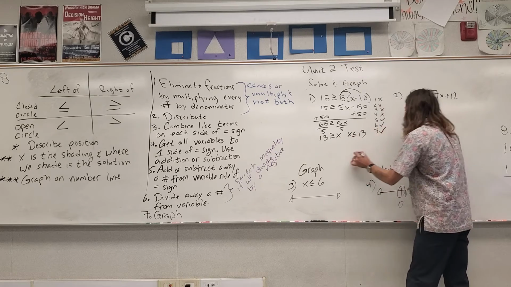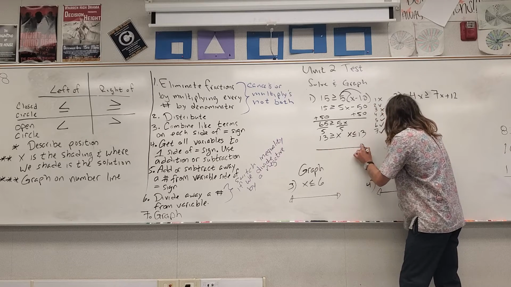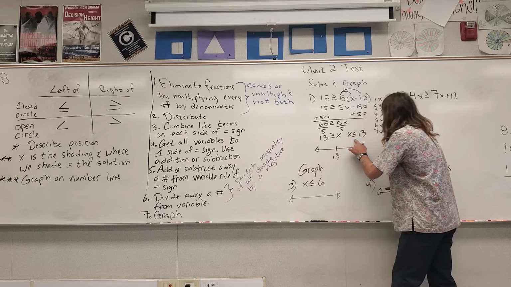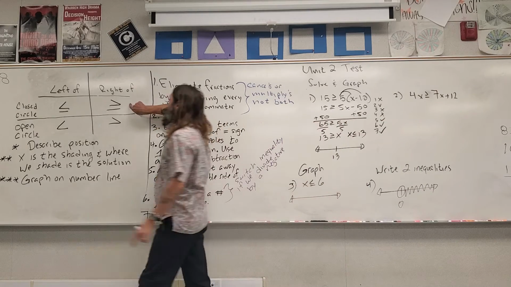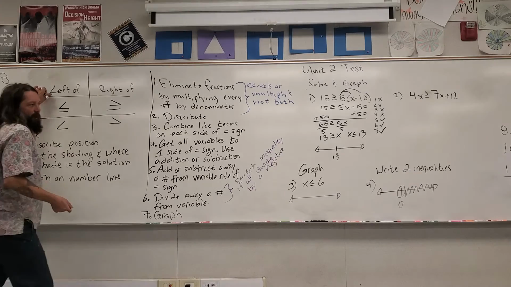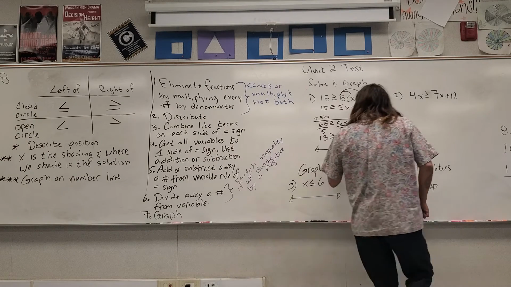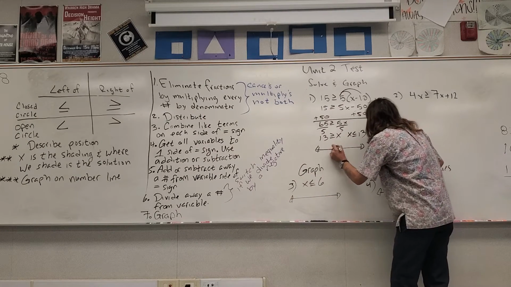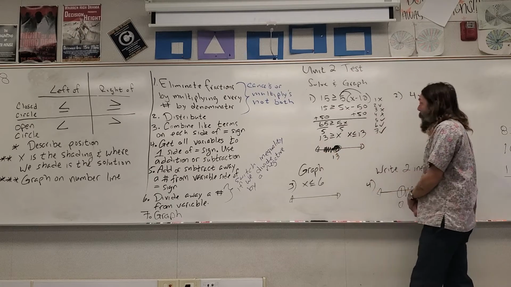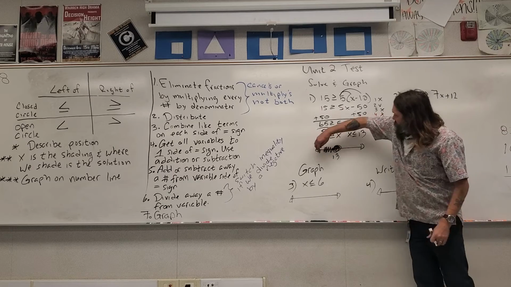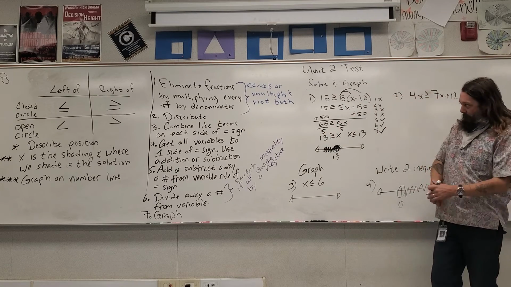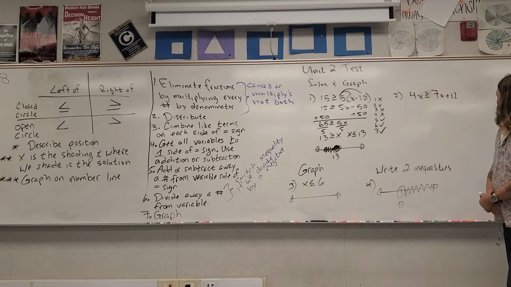We need to do the 7th step. Okay, so the shading is going to be left of 13. This tells me that my circle is closed and I shade to the left. Closed circle, shade to the left. Okay, so any number in the shading, including the 13, will be a solution to our original inequality. Let's do problem number 2.